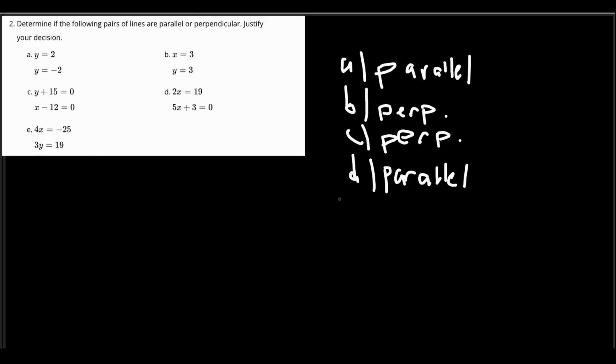Finally, for E, I'll just go through this pretty quickly because I think that it should be a little bit obvious by now. The only letter here in this equation is x, so it's a vertical line, and this one it's only y, so it is a horizontal line. And since one is vertical and the other is horizontal, they are perpendicular. So yeah, that is the answer to question 2.